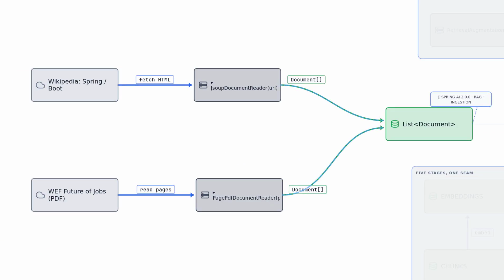JSoup Document Reader pulls a Wikipedia page. Page PDF Document Reader parses a PDF. Both funnel into the same shape, Spring AI's list of Document.